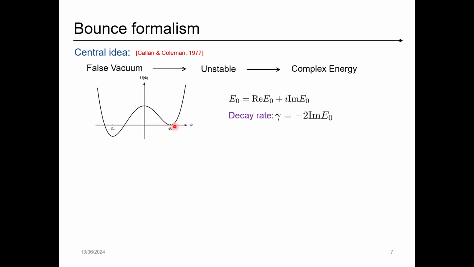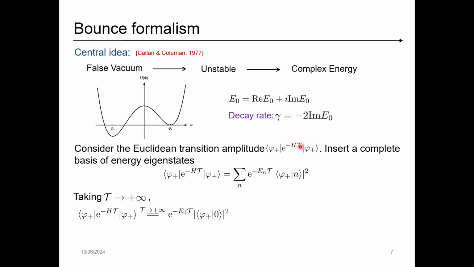This is a false vacuum state, and we know this state is not quantum mechanically stable. So it must have some complex energy. The imaginary part of the energy of the ground state of the false vacuum gives you the decay rate. Now the question is how to calculate the imaginary part. To that end, one can consider the Euclidean transition amplitude from the false vacuum to the false vacuum, and insert a complete basis of energy eigenstates into this transition amplitude. Then you can take the infinite time limit. In that case, the sum is projected onto the ground state, which means that only the ground state survives. So in this limit, you just get this formula.